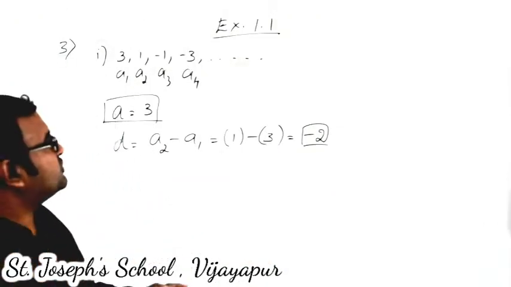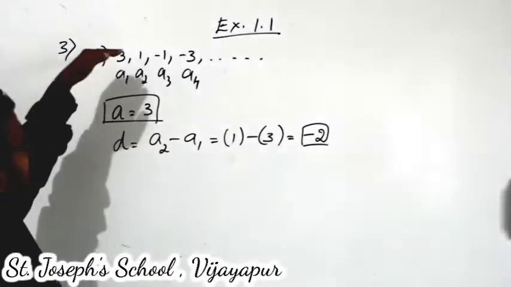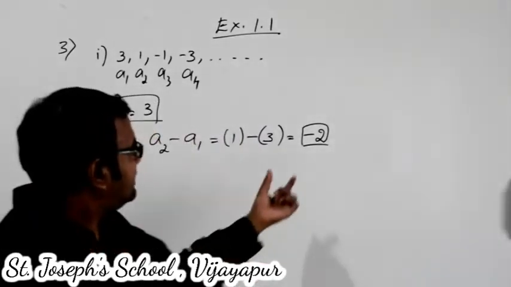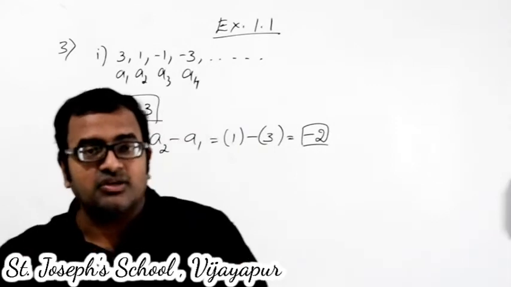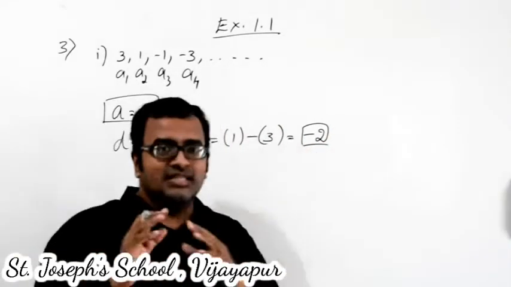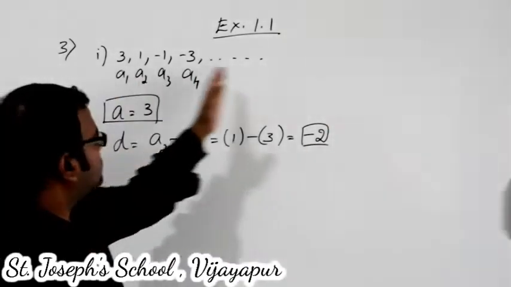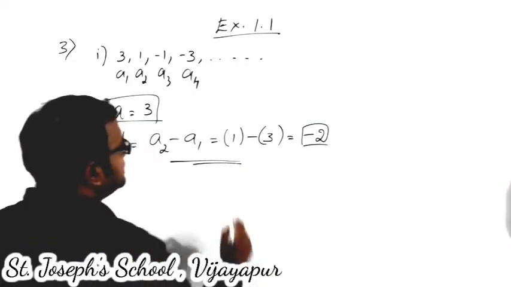Just for the sake of checking, look at the sequence. How does it look? 3, 1, minus 1, minus 3. Values are going on decreasing. That is because the difference is negative. If the difference is positive, the values will go on increasing, it will be in ascending order. And if the difference is 0, then it will neither increase nor decrease. All the terms will be the same, constant. So that is the first sub question.